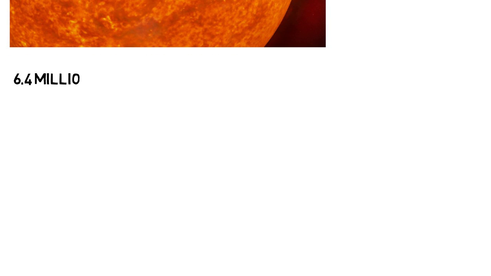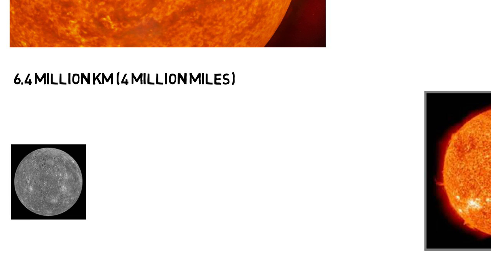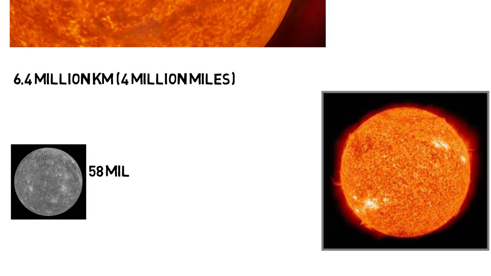Now, the probe is actually going to get within about 6.4 million kilometers or 4 million miles of the sun, which seems far, but this will go directly into the sun's outer atmosphere. As a point of reference, Mercury, the closest planet to the sun, is about 58 million kilometers or 36 million miles from the sun. And the probe will also be more than 7 times closer to the sun than any other spacecraft has ever been.